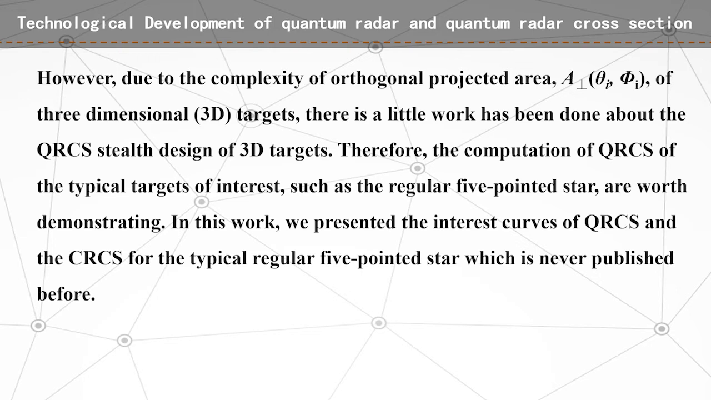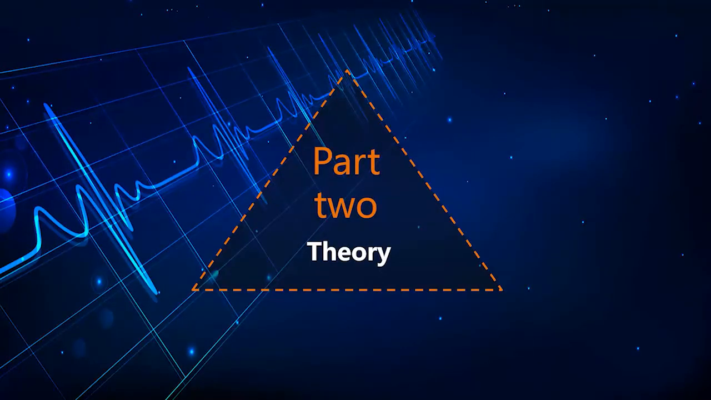Therefore, in this work, we presented the interest curves of QRCS and the CRCS for the typical regular 5-pointed star, which has never been published before. Now, let's see part 2, the theory.